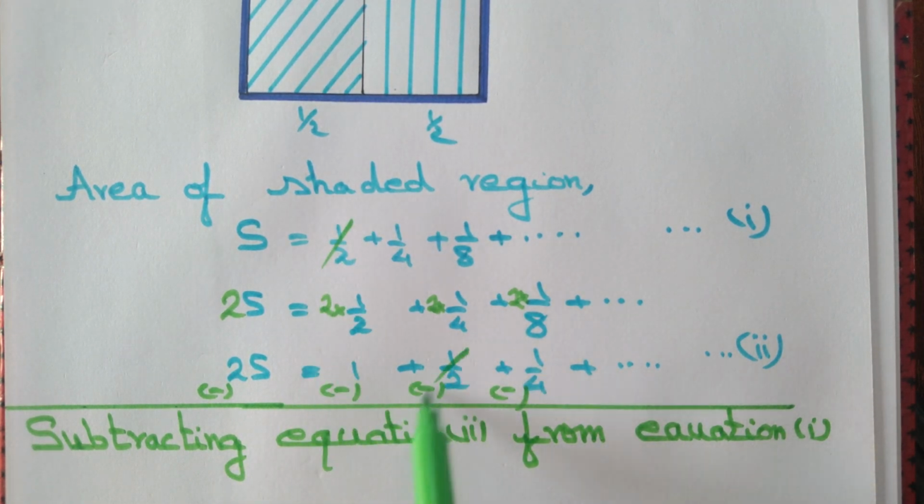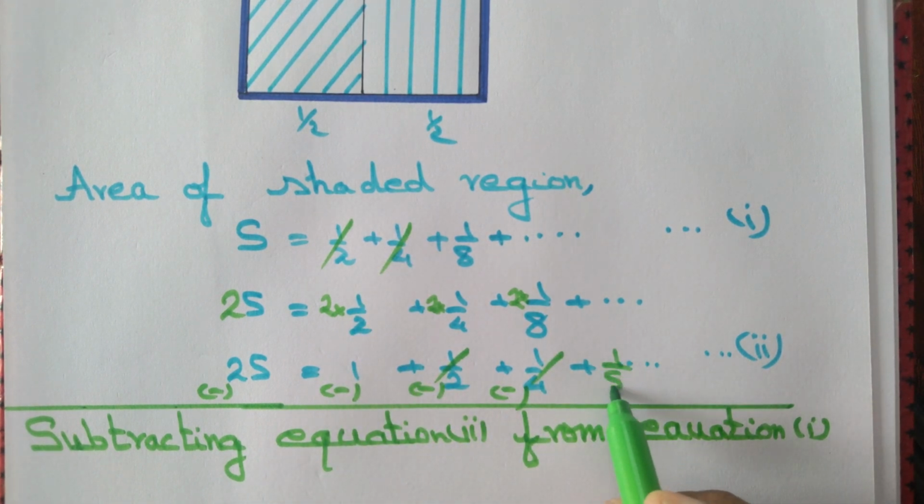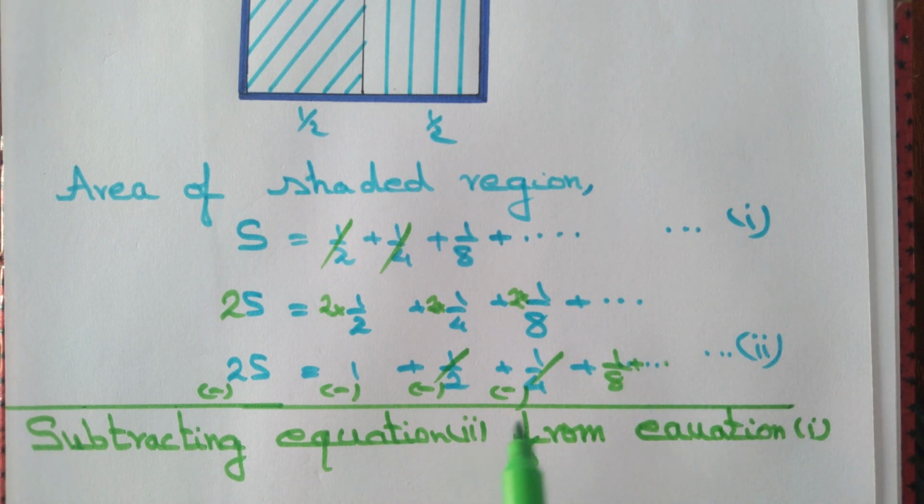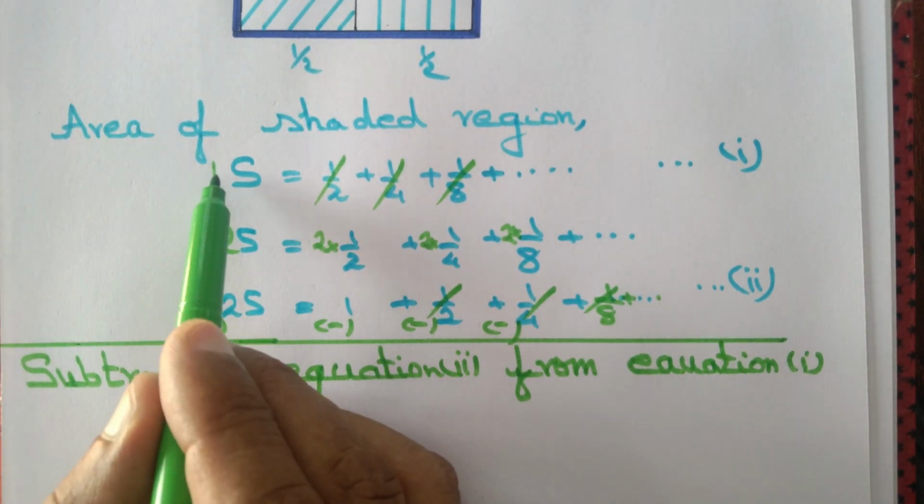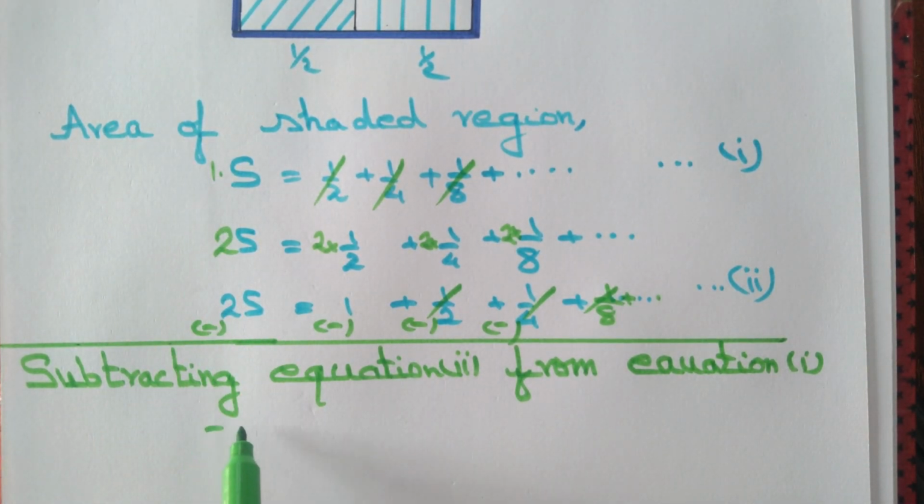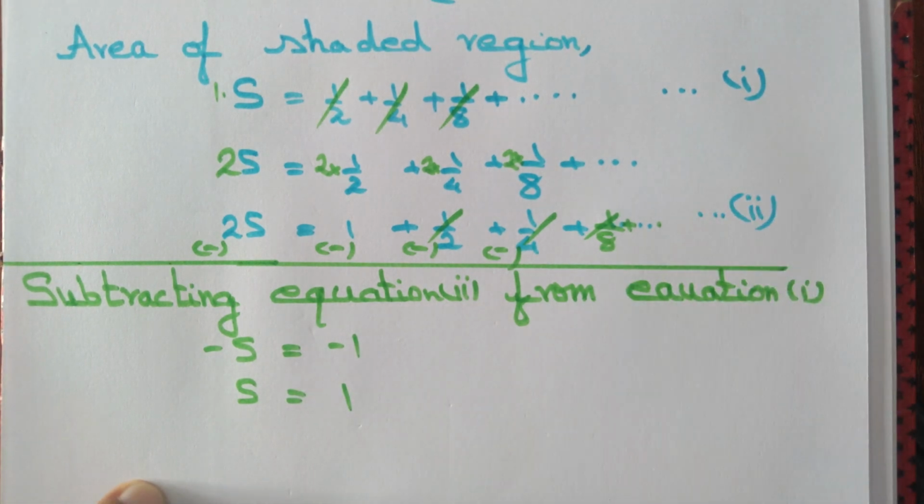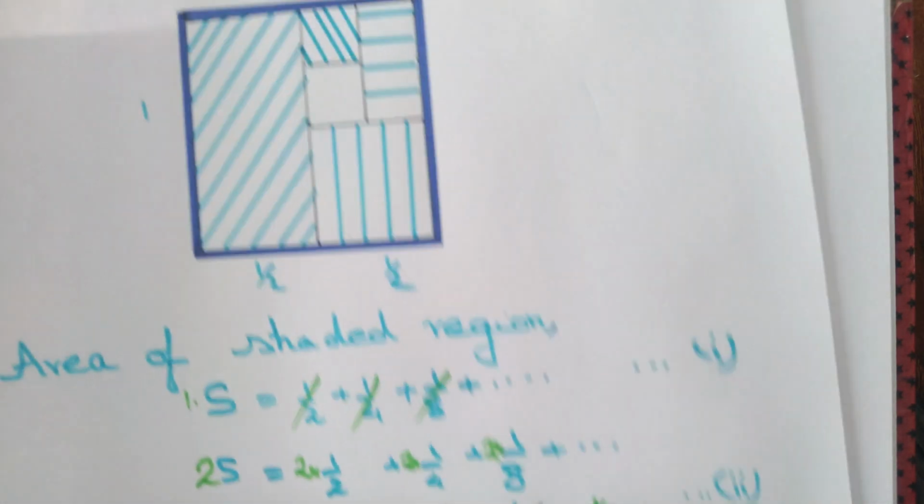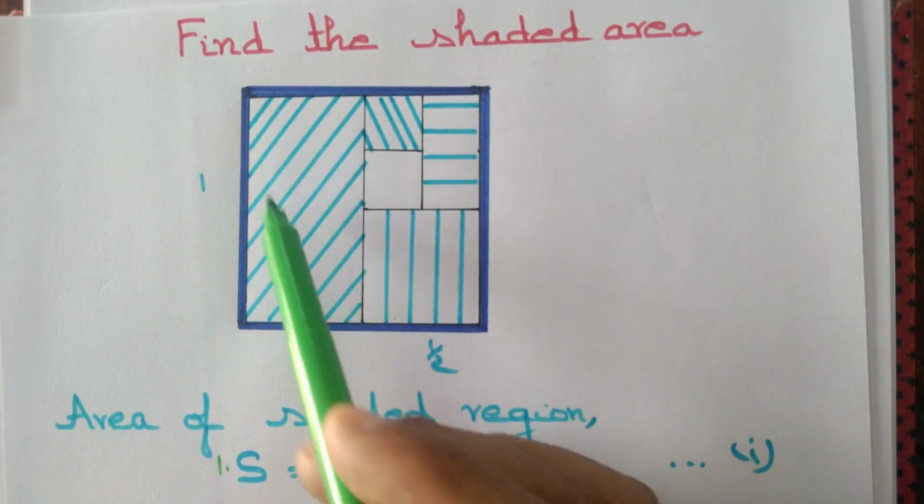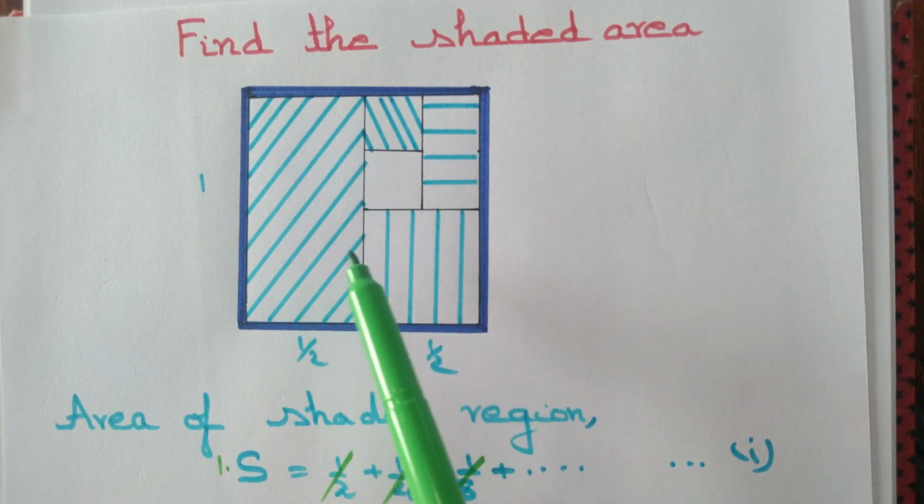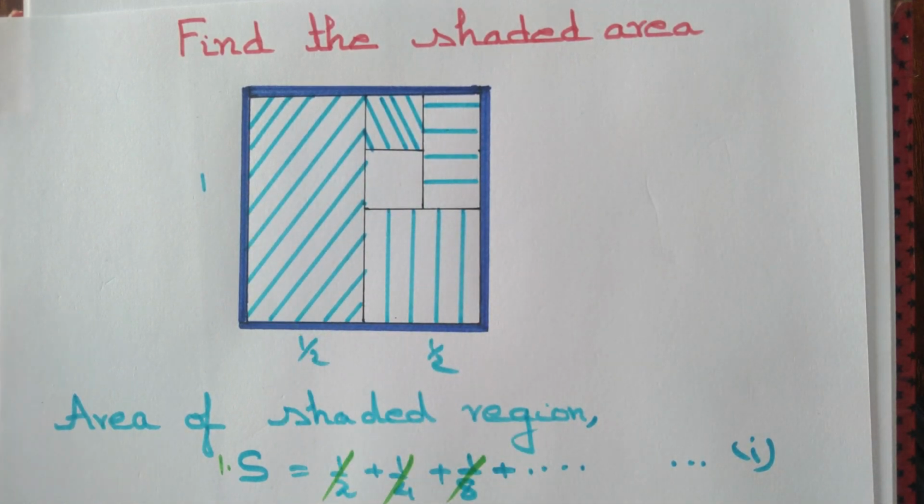You see that half and half will get cancelled. 1/4 and 1/4 will get cancelled. Let's write 1/8, the next term. Obviously it is 1/8. And 1/8 and 1/8 will also get cancelled. So you get one number of S minus two number of S, that is minus S equal to minus 1. From there we can say that S, the area of the shaded region, must be equal to 1 unit. In other words, if we continue this process infinitely many times, then we will be covering whole of the region, or we will be shading all of the square.